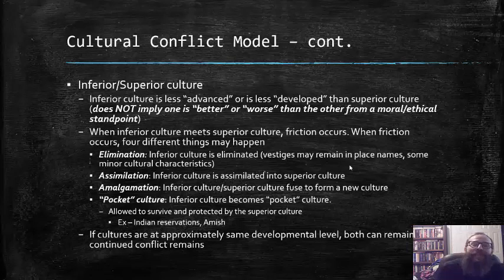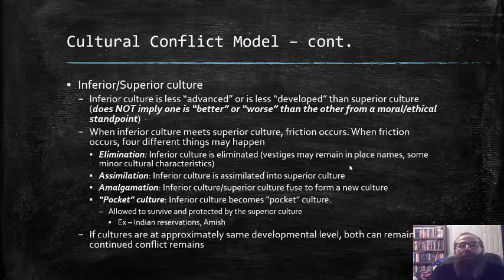Second, assimilation. The inferior culture is assimilated into the superior culture. The superior culture has basically taken that inferior culture, and the peoples of that inferior culture have become assimilated within the superior culture. They have taken on that superior culture's characteristics, and the majority of the characteristics of their previous culture no longer exist or no longer manifest on a day-to-day basis.